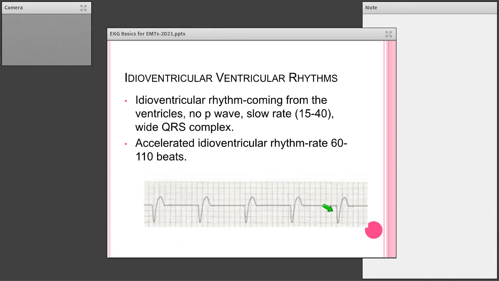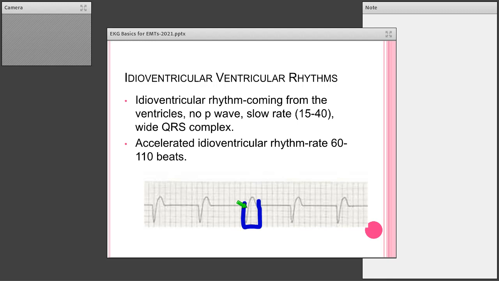The next one is an idioventricular rhythm, and this is coming from the ventricles, which means it's slow and it's going to be wide. So if we were looking at the length of the QRS complex, the fifth step in our systematic approach, we would go from here to here. So that's a lot of boxes. I can't count the number of small boxes, but it's wide and it's slow.